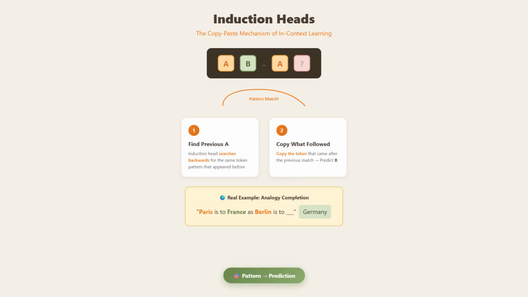This is remarkably simple yet incredibly powerful. The model doesn't need to understand geography explicitly. It just needs to recognize and copy patterns from the examples. Research has shown that these induction heads emerge during training and are crucial for in-context learning. Without them, models struggle to learn from contextual examples.